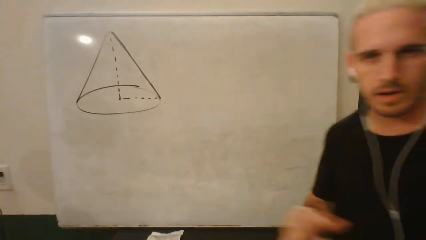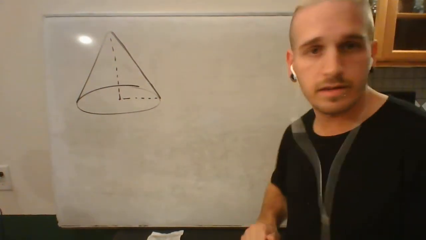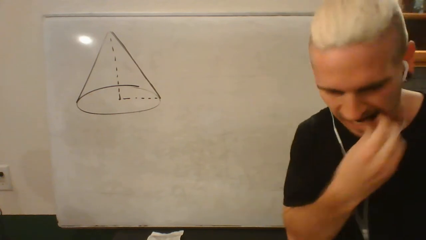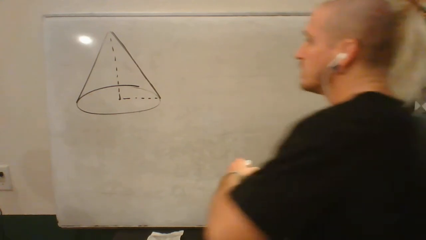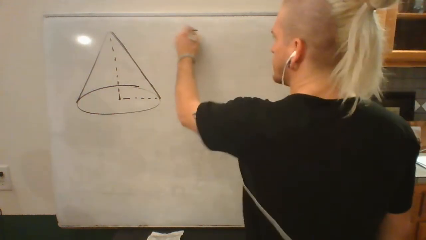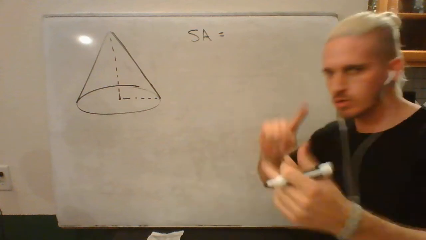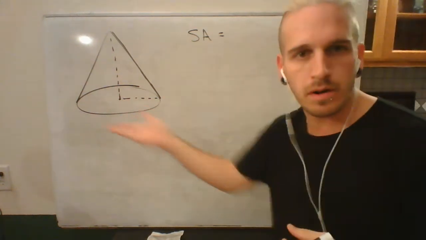All right, so upon request, we are going to find the surface area of a cone. All right, so let's see here. To find the surface area of a cone, remember, we need to get all sides of it, so all the way around it and, of course, the part underneath it.